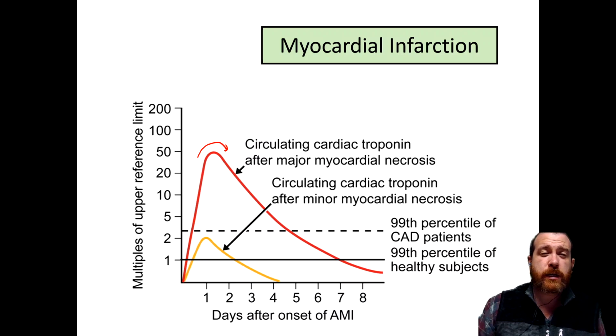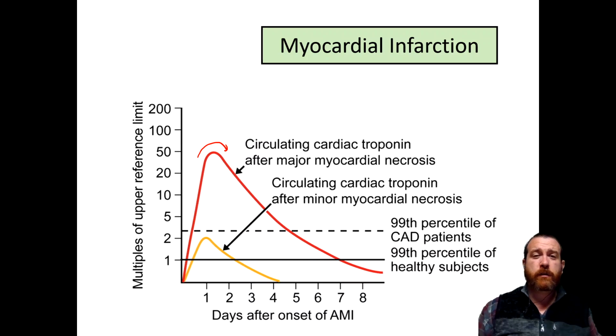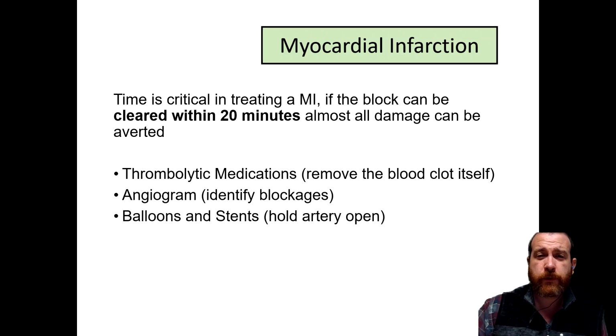So that tells us that in this red line, the heart is a lot weaker compared to this orange version, right? There's more muscle death, so there's a greater loss of function after this myocardial infarction.